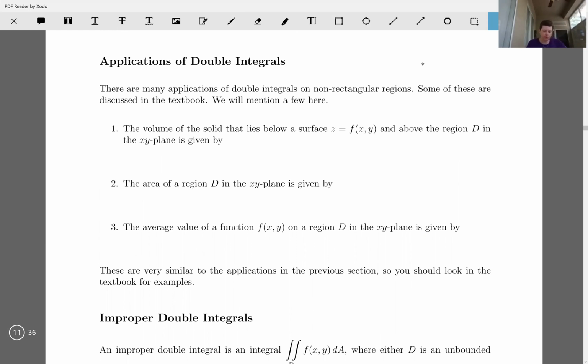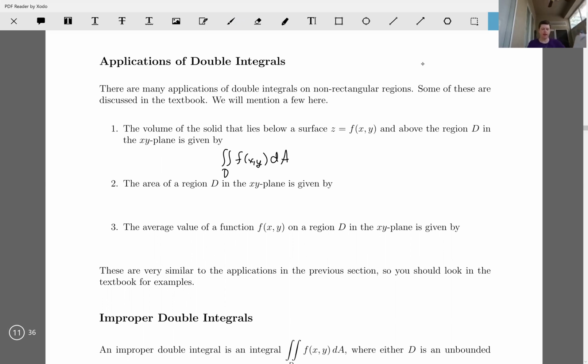Some of those are discussed in the textbook, and I'm just going to mention a couple here. So we can find the volume of the solid that lies below a surface, z equals f of x, y, and above the region D, right? And that's just by evaluating the double integral of f over that region.